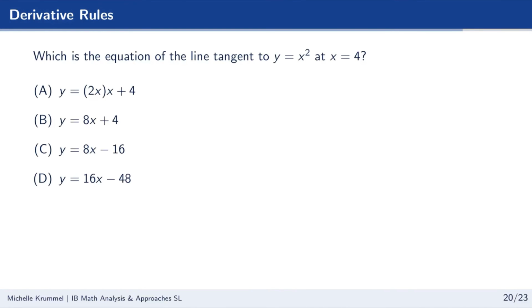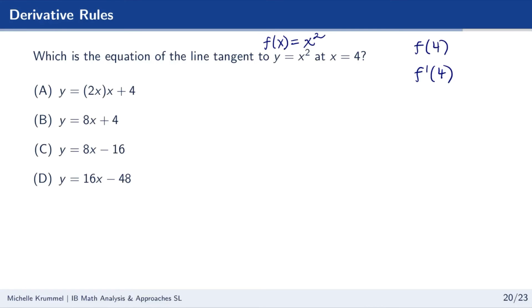Which is the equation of the line tangent to y equals x squared when x equals 4? Tangent line equation at x equals 4. We need to know, I like function notation here. It's easier to talk about different parts of the function. So f of x equals x squared, I know that I need to find f of 4 and I need to find f prime of 4. Those are the two things I need in order to write the equation of the tangent line.